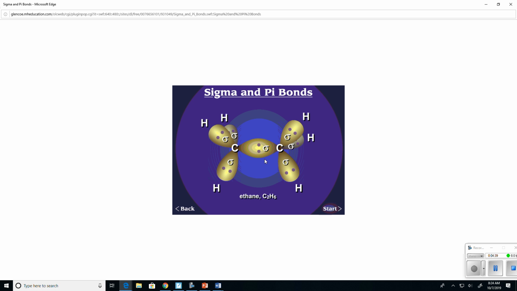Now, again, are you going to be asked to define a sigma bond? No. But for identification purposes, again, this C2H6 had 1, 2, 3, 4, 5, 6, 7 sigma bonds that made it up. Second thing they mentioned at the end was this idea of rotation. I don't know if that's going to be too much of a concern for you or not.